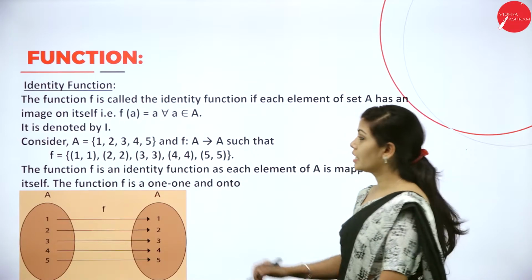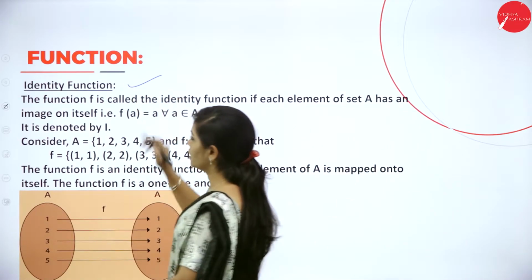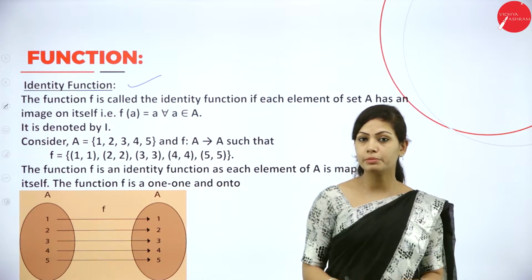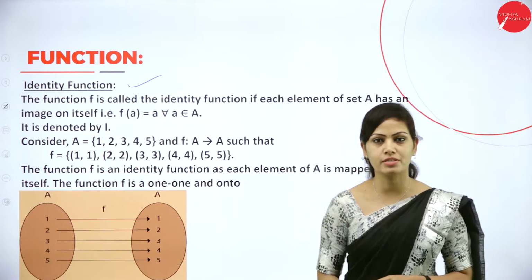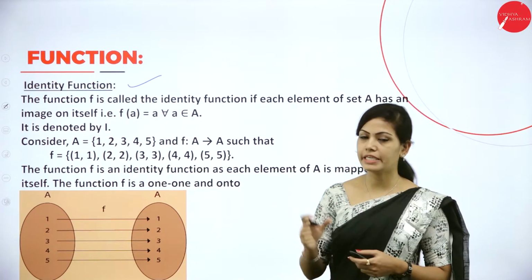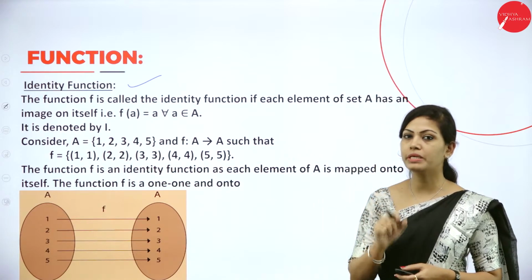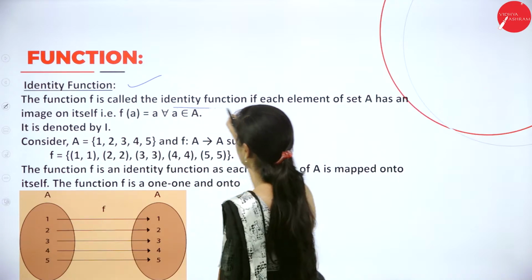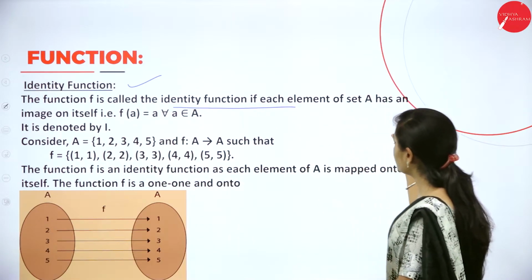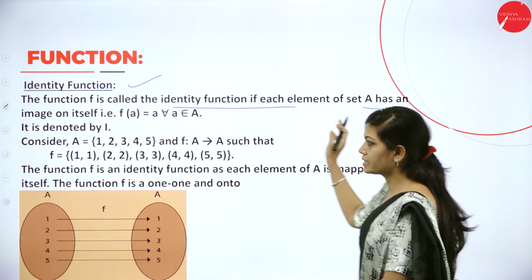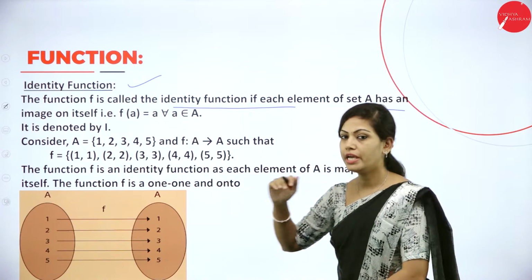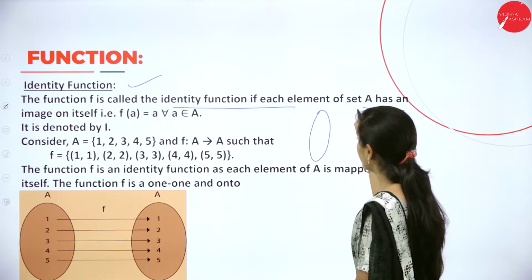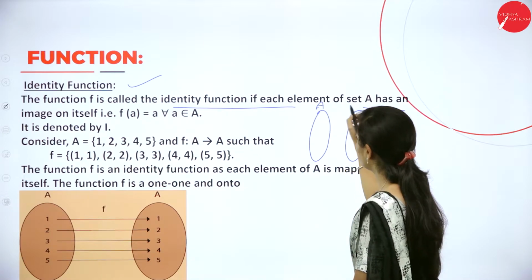So I will discuss identity function, invertible function and composition of functions. So what is this identity function? Identity means unique function. The function f is called the identity function if each element of set A has an image of itself.